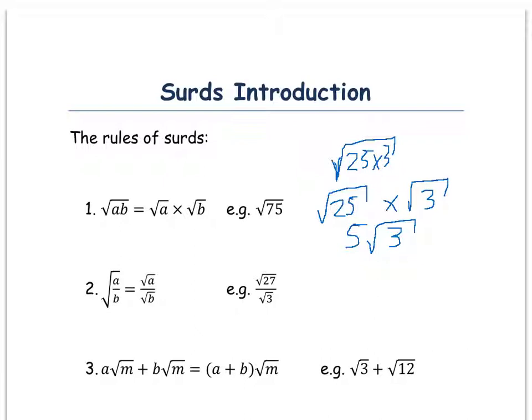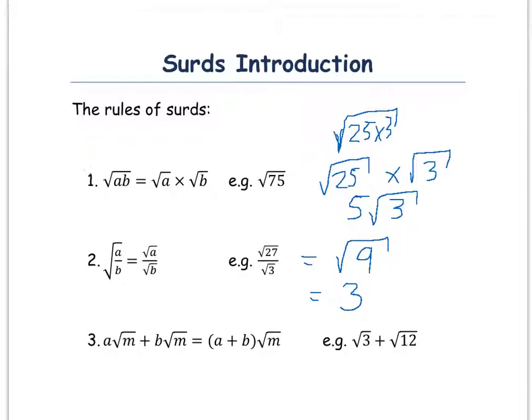Another surd rule, number 2, is the root of a divided by b is the same as saying root a divided by root b. So, here's an example. We're going to do root 27 divided by root 3. And 27 divided by 3 is 9. So we're actually going to look at the square root of 9, which is 3. When we're looking at surds, we only look at the positive answer. We don't look at the negative answer.